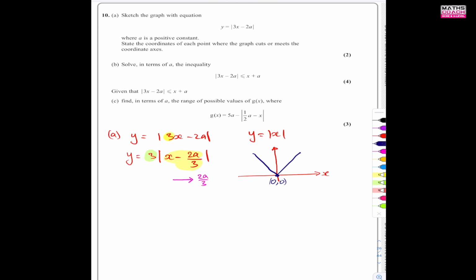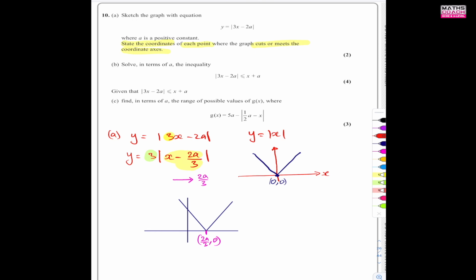So if we now sketch this modulus graph, the original modulus graph will have shifted 2a over 3 to the right. And because there are no numbers on the y-axis, it doesn't really matter with the scale factor of 3. So we can just draw a V like this. On the x-axis, this would be (2a over 3, 0) for the coordinate where it intercepts the x-axis, because we are asked to state the coordinates of each point where the graph cuts or meets the coordinate axis.